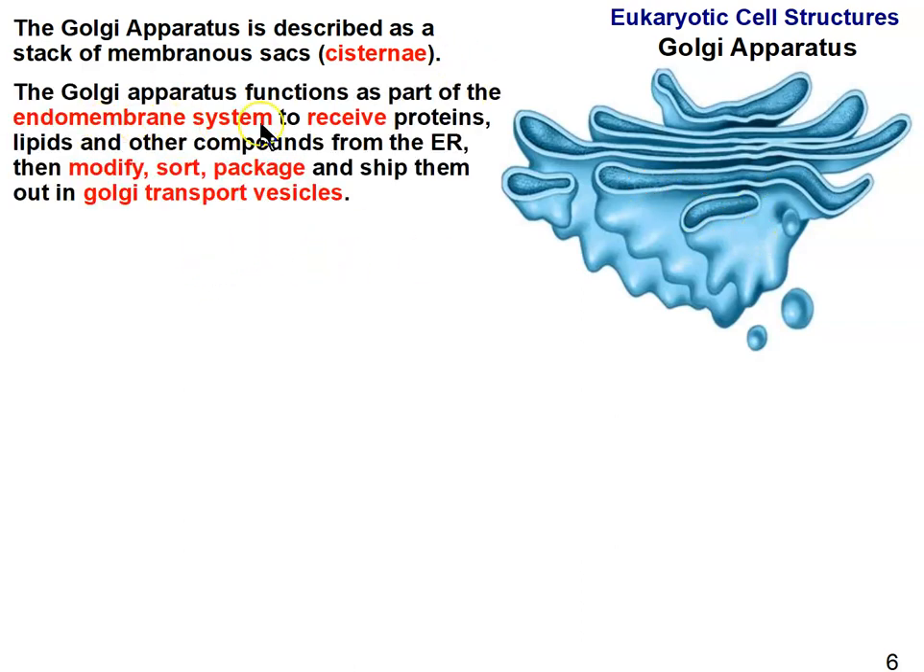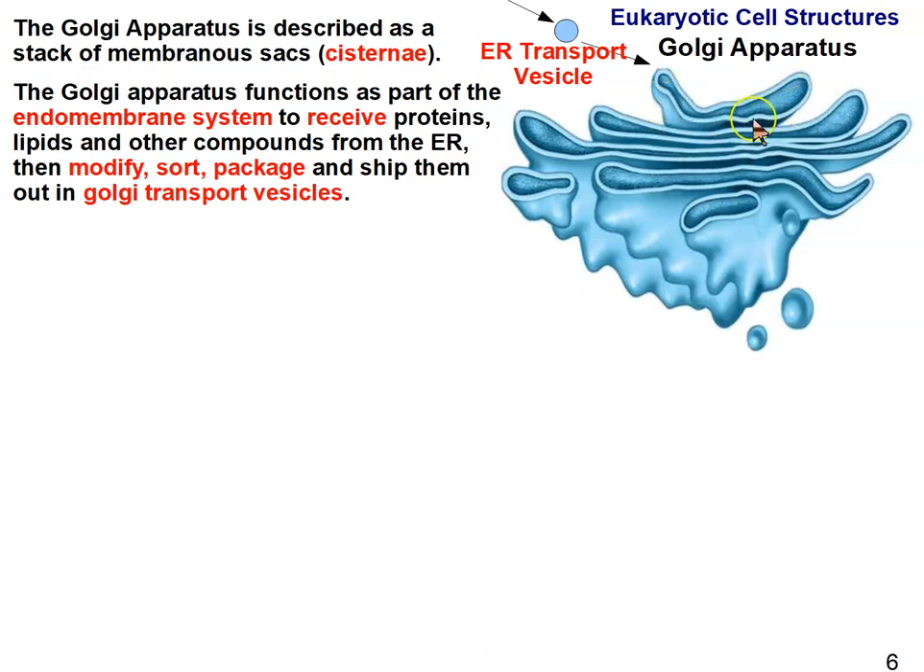and it functions as part of the endomembrane system, as I mentioned, because it receives proteins and lipids and other compounds from the endoplasmic reticulum. Those compounds are then going to be modified and sorted and packaged and shipped from the Golgi, and that's what these vesicles are all about, in Golgi transport vesicles. So if we carry on from the previous slide, that's what this arrow is representing. We've got an ER transport vesicle that's coming from the endoplasmic reticulum, and it is going to merge with the cisternae, the first cisterna in the Golgi apparatus.